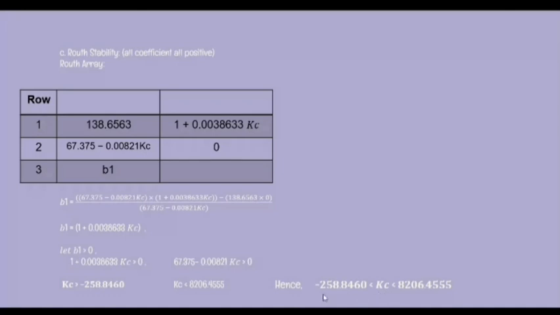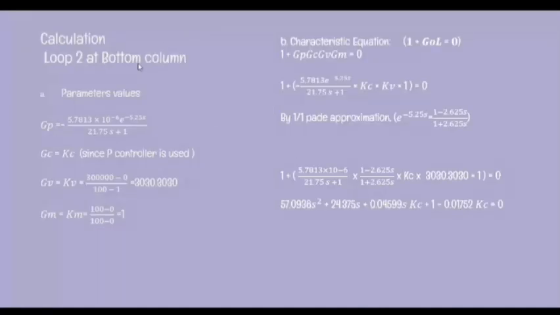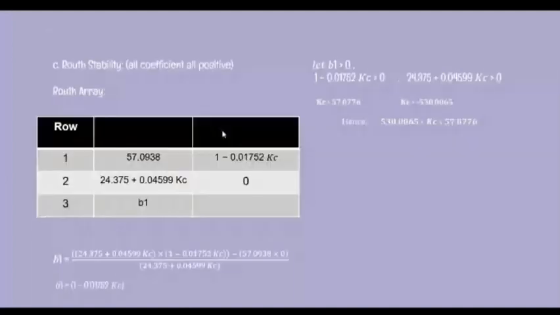Kc is greater than negative 258.8460 and smaller than 206.4555. Next is for the bottom column. For the bottom column, we just do the same method, the same way to get the Kc range. So we just follow, and then we can get the Kc range. So that's all for me.